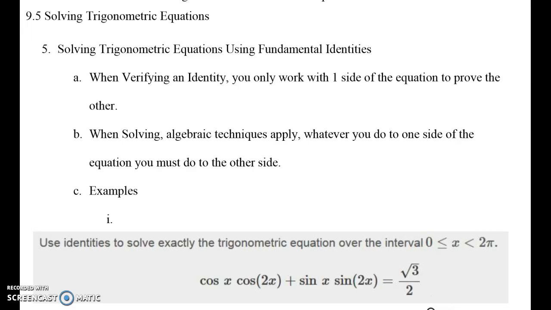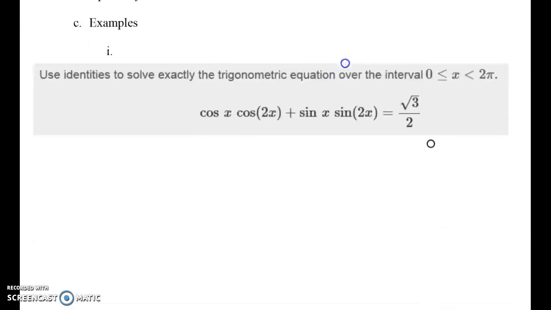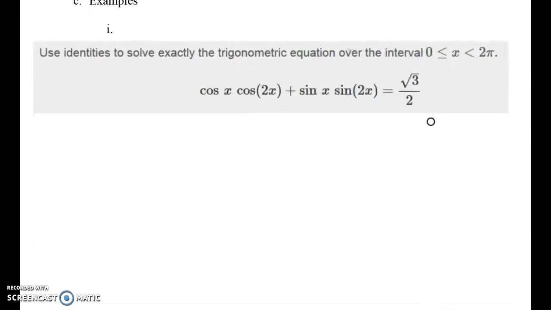When you're verifying, you work with one side. When you're solving, you're working with both sides. So some of these next examples, I'm going to pull in some of the double angle, half angle, difference formulas, etc. to kind of help me out from there. So hopefully you've also got that list from the end of each section's handy as we work.